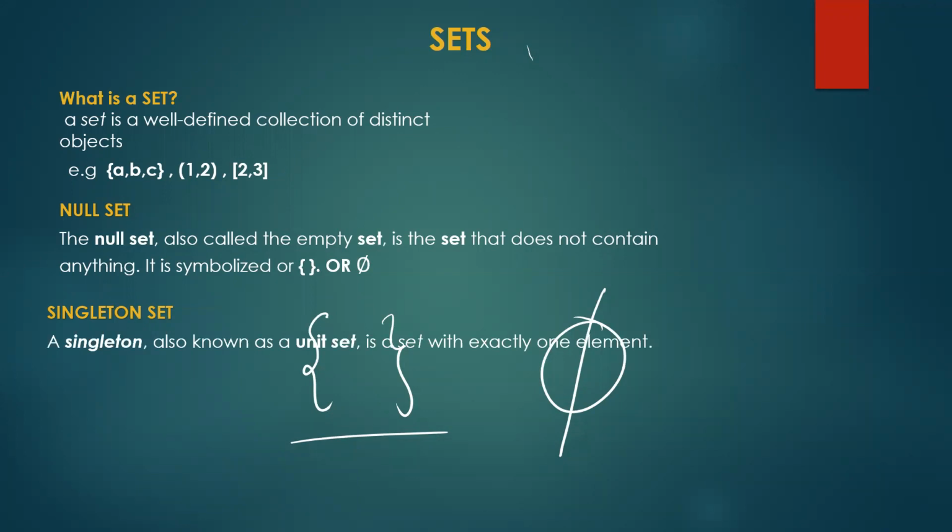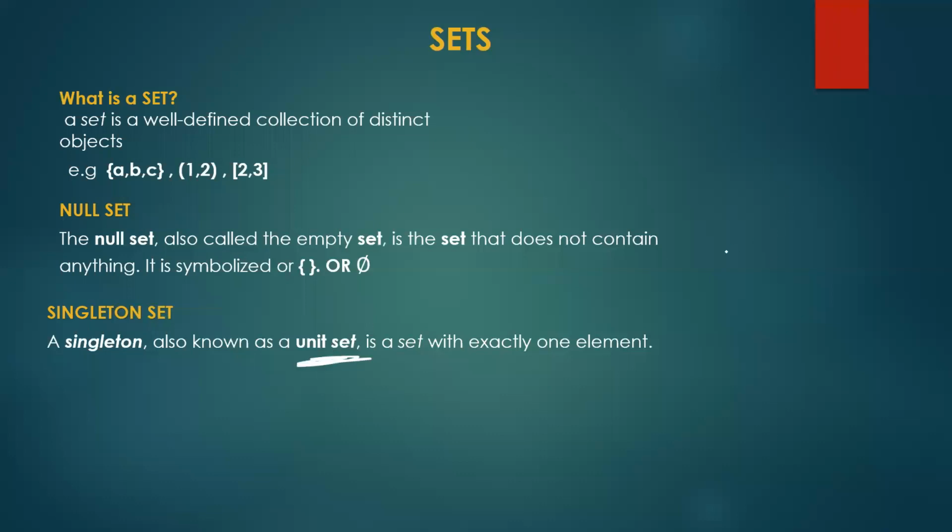All right, so what is a singleton set? A singleton set is simply a set which contains one element. Sometimes it's also known as a unit set because it only consists of one element. If you have a set which only has A inside, this is called a singleton set because it has one element. All right, so let's quickly continue.